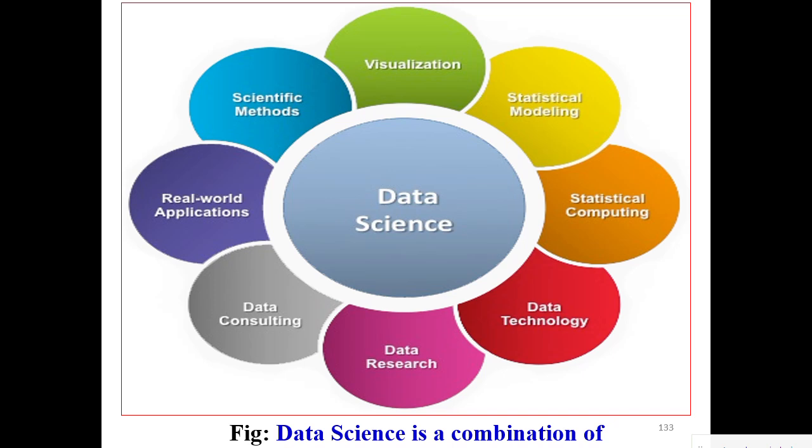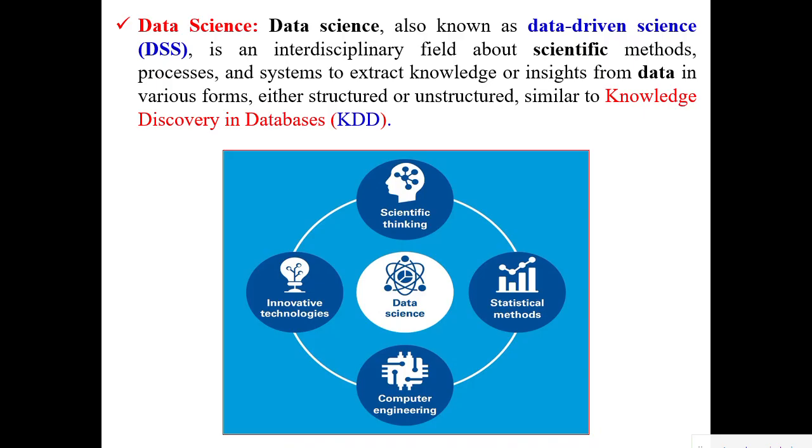Then I'm moving to data science as a combination of several things. The visualization part, you know very well: Power BI, Tableau, R programming, Python, MATLAB. These are the popular tools for generating visualizations. Statistical modeling includes linear regression, non-linear regression, logistic regression, etc. Statistical computing uses technologies like cloud computing, distributed computing, grid computing with high-configuration computers, servers and data centers. Then we choose data research, data consulting, real-world applications and scientific methods. Data science is a combination of all these things.